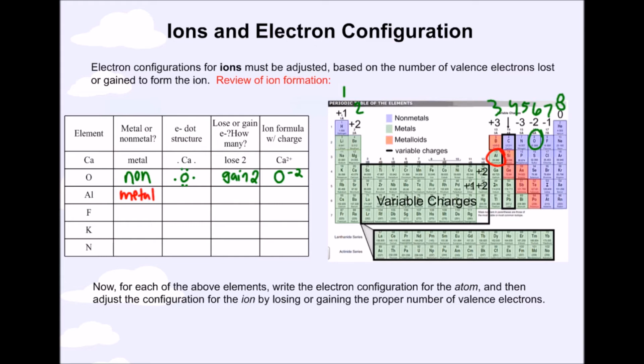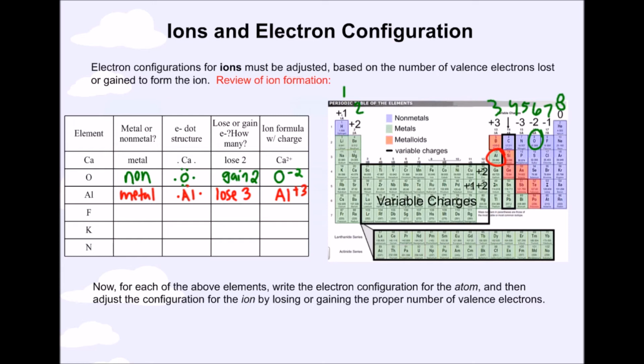It has 3 valence electrons, so we'll put 3 dots around it. Aluminum, because it's a metal, is going to lose its electrons. It's going to lose those 3 electrons, and by losing those 3 electrons, it becomes Al plus 3. Okay, try fluorine, potassium, and nitrogen on your own and check them with the key online.